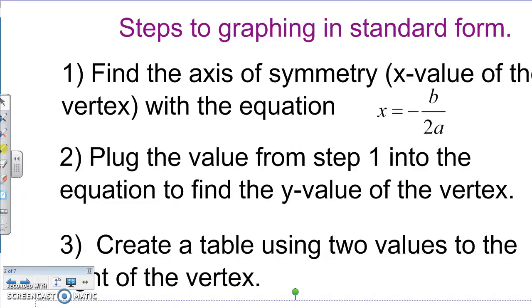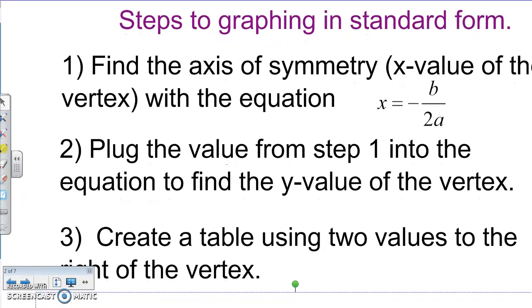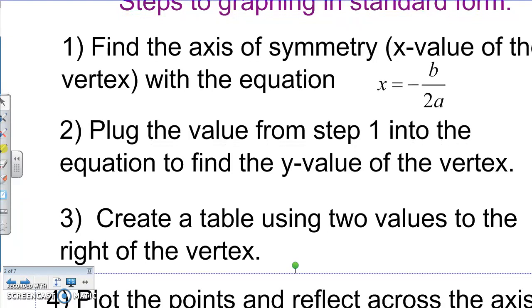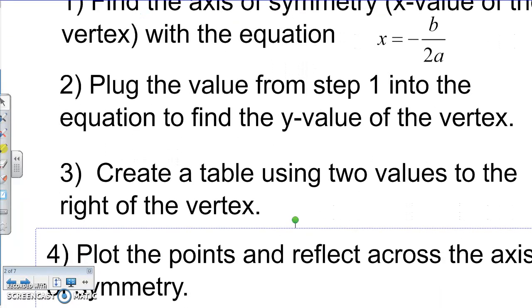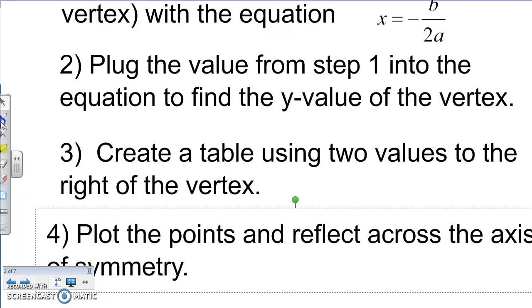So you're going to find the axis of symmetry with your equation, negative b over 2a. You're going to plug that into your y value, and then you're going to create a table. Again, if you're interested in copying these down, go ahead and hit pause.